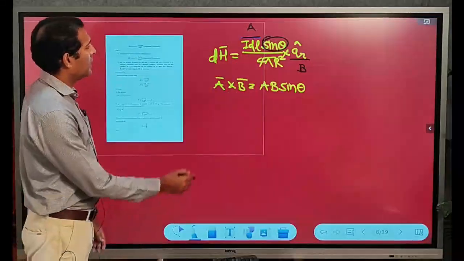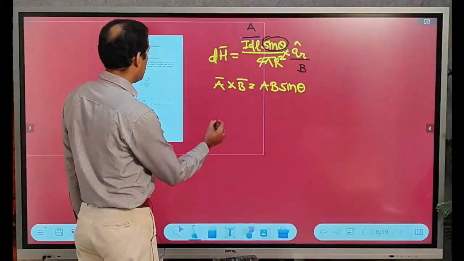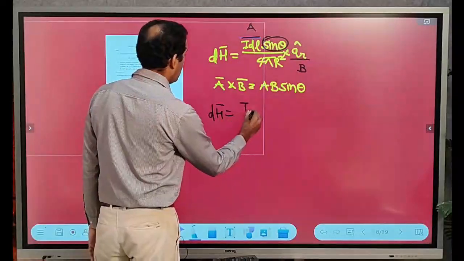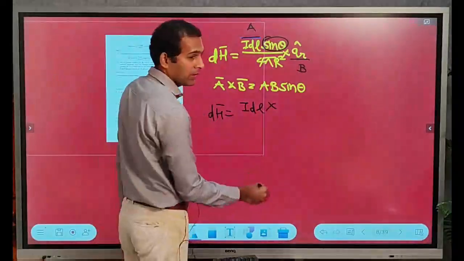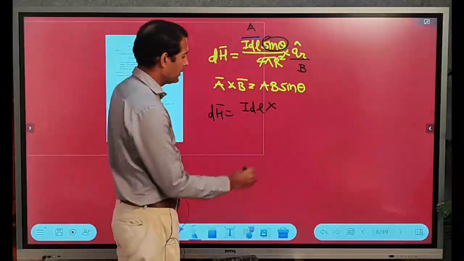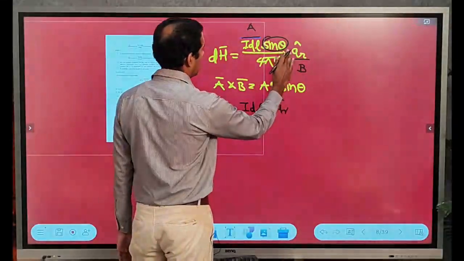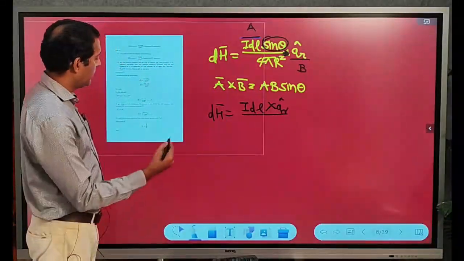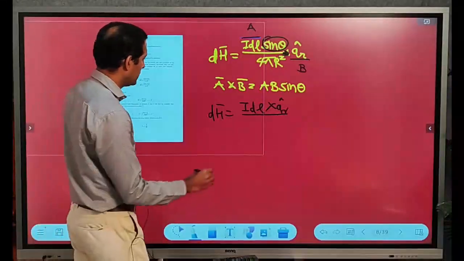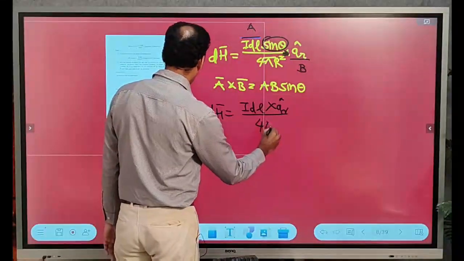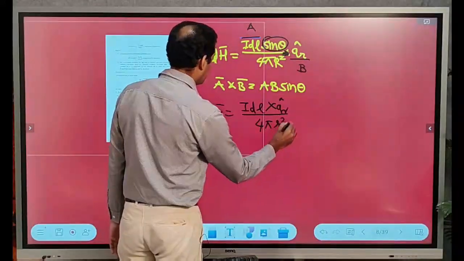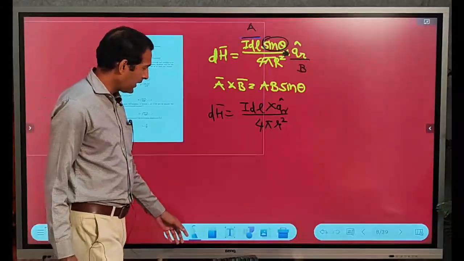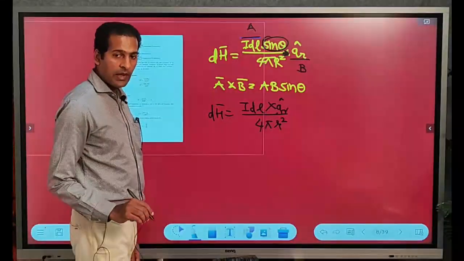So what can we write? We can write it in the form dH bar is equal to I dl cross a_r cap, where I dl is A and a_r cap is B. In the denominator we are not making any change, so we can write it as 4 pi r square. Now further, for some examples we can simplify it. For that, let us discuss a_r cap in brief.